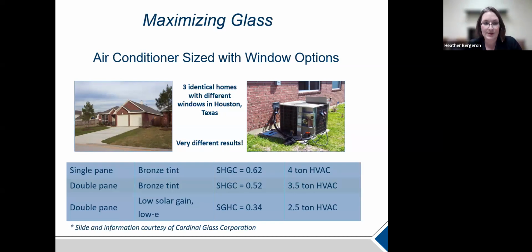If you choose a double pane window and door option here, you have a lower solar heat gain and low E, about 0.34 on your solar heat gain coefficient. So being more energy efficient, maximizing that glass, you have about 2.5 tons of HVAC being used. This information has been provided courtesy of Cardinal Glass Corporation.